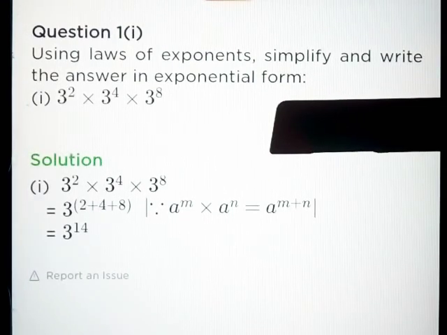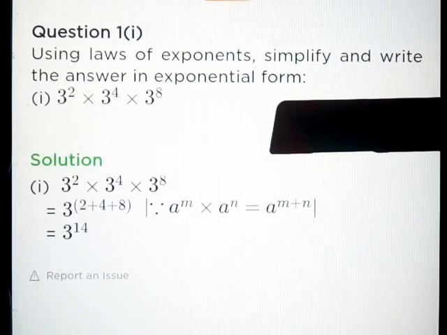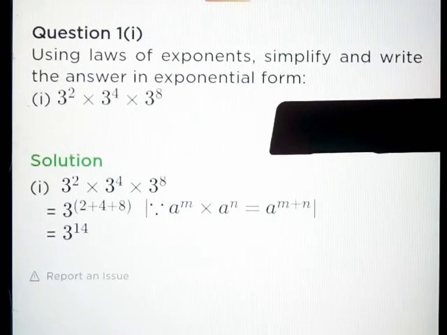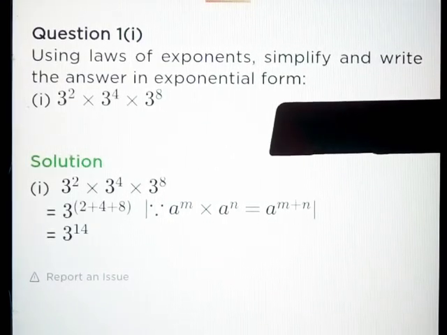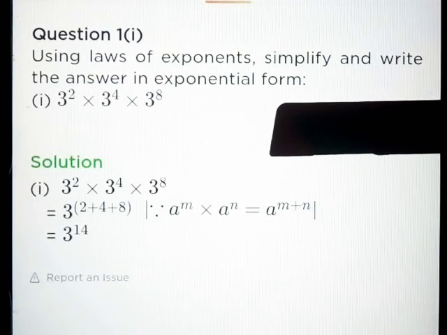And today we are going to learn exercise 13.2 of chapter number 13, Exponents and Powers. Question number 1, part A. Using laws of exponents, simplify and write the answer in exponential form.